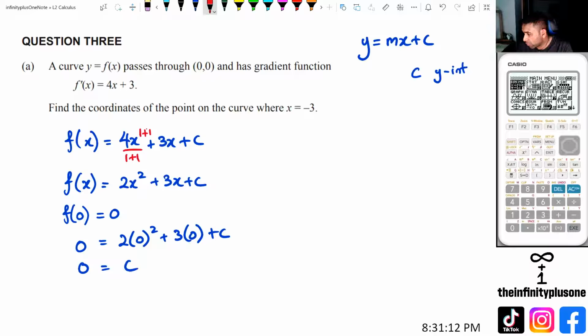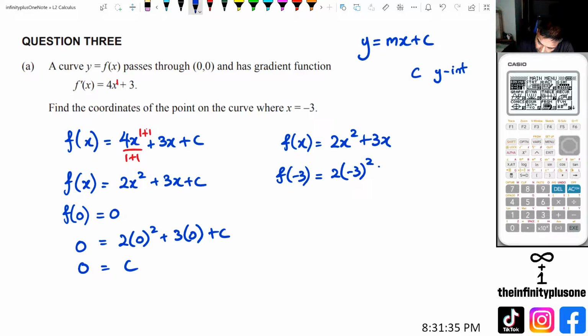I'll do it again, because x has a power of 1, Jamil. I just did that a little bit faster, because remember that f dash of x is 4x to the power of 1. So that means f of x is equal to 2x squared plus 3x. We've got f of -3, which is 2 times -3 squared plus 3 times -3. That's going to be 18 minus 9. So the coordinates of the point where x equals -3 is going to be -3, 9.